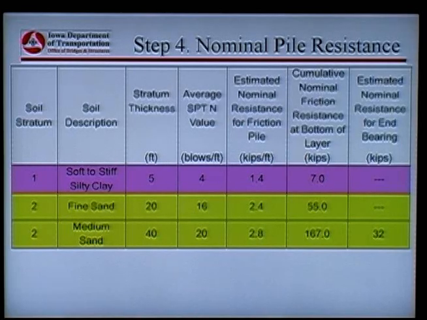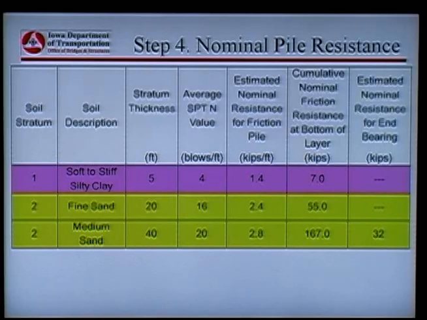So the number here, 55, is a cumulative from the previous layers. It is equal to 2.4 multiplied with 20, which gives you 40.8 kips, plus the 7 kips from layer number 1. That is a cumulative of 55 kips total up to layer 2. That is the cumulative geotechnical side friction so far up to layer 2.